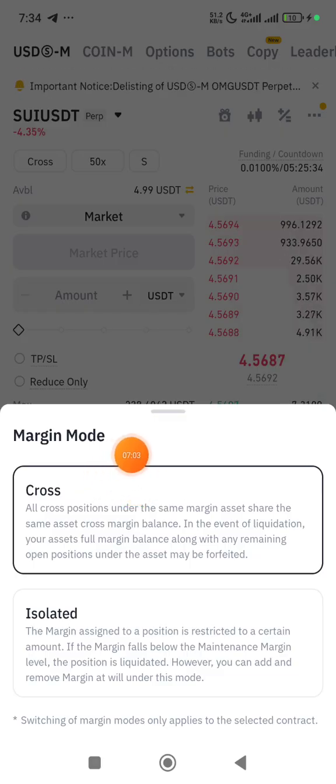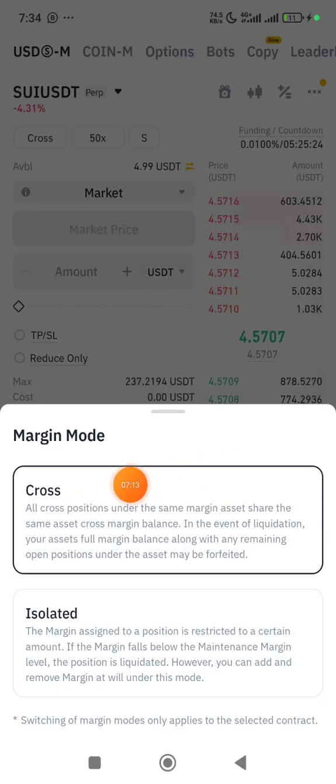Now, the reason why it does that is to keep you in the market. Maybe if there is a retracement, your trade will still be running. All right, but if it keeps running and it still goes on a loss, it might eventually liquidate you. That means it might eventually wipe out all your balance. That is what cross means.